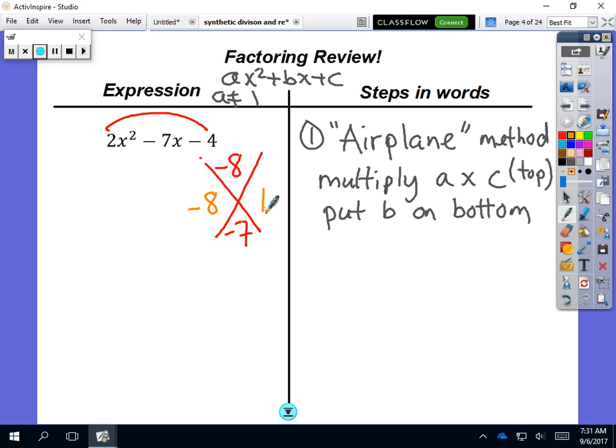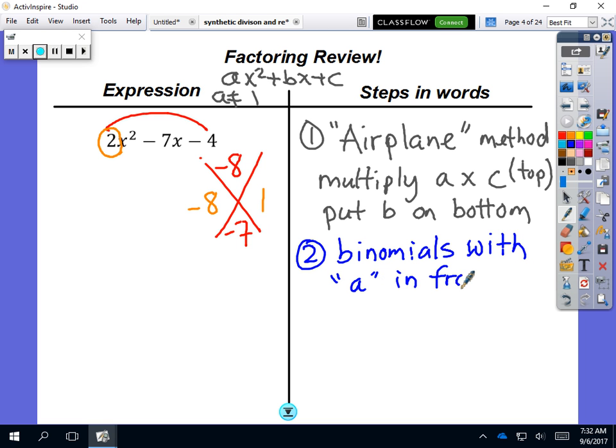And then you write out your binomials, using this number in front of the x, with a in front of x. So I'm going to write 2x for the first part of my binomials, because my a is 2. If it was 3, you'd use 3. And then I'm going to put -8 and +1.